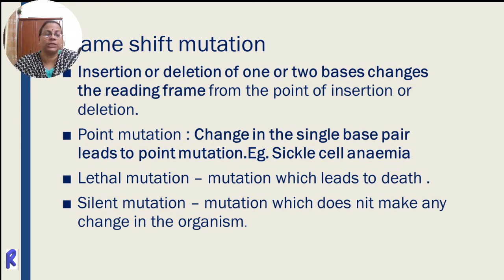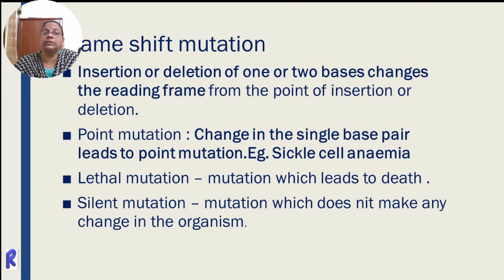So here thalassemia can be given as an example for a frame shift mutation. That is thalassemia alpha and thalassemia beta we have learned. In that, chromosome 16 is alpha and 11 is beta. There mainly the change occurs due to the frame shift mutation. Then the second point, it is point mutation.